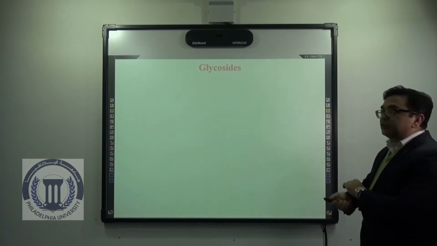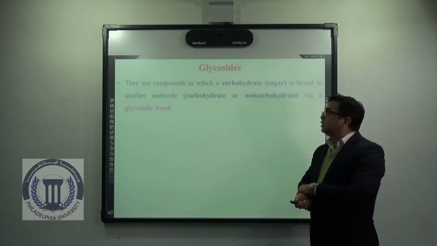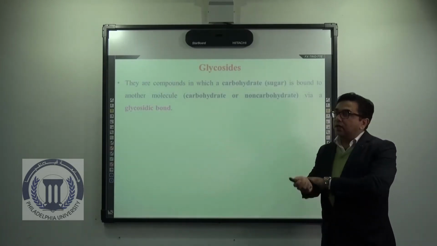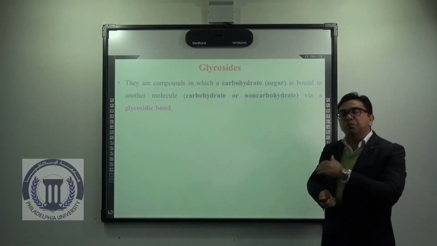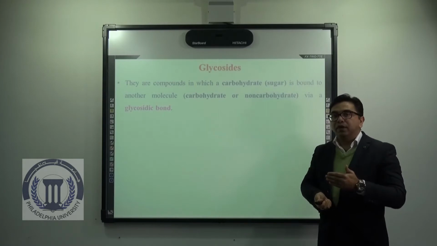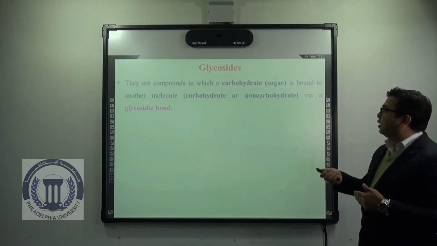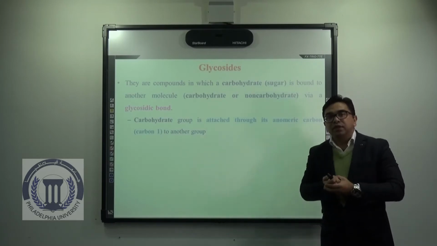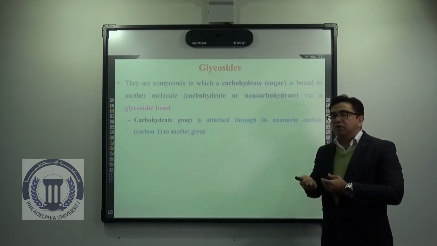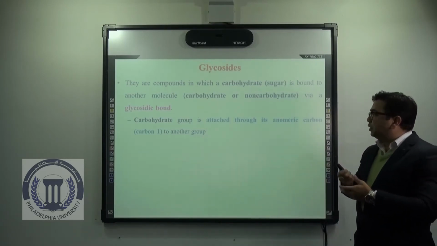Now coming to the definition of glycosides, these are the compounds in which a carbohydrate or a sugar moiety is bound to another molecule which may or may not be a carbohydrate molecule, via glycosidic bond. Here the carbohydrate group is attached to another group through its anomeric carbon, that is carbon number 1.